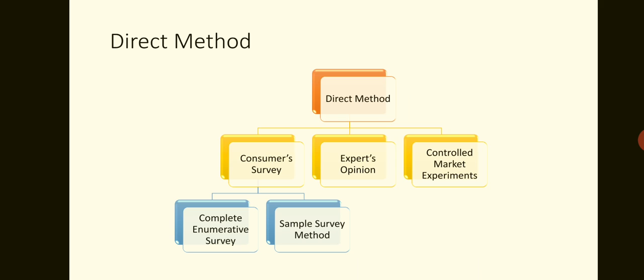So it is divided into two parts, that is complete enumerative survey and sample survey. So what is the complete enumerative survey? Under this method, all the potential buyers of the products are contacted. What will be the target audience of our product? What are our potential buyers? And their interviews are conducted to find out the probable demand.